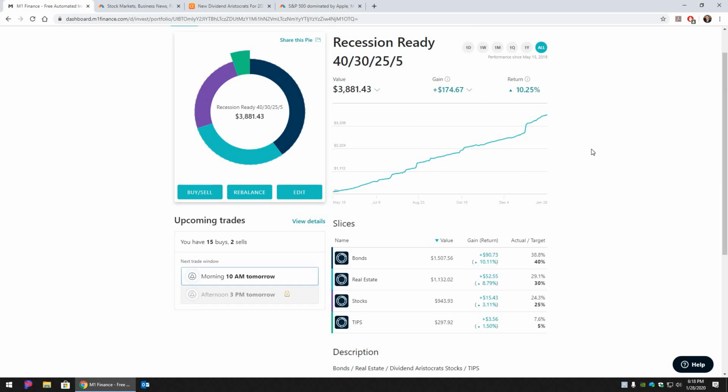That's why I like all of my Dividend Aristocrats for my stocks. I like nice paying dividends for my real estates. I like my nice paying bonds, and it just keeps compounding, reinvesting. I deposit $20 every day, or every tradable day, I should say, and just let it keep compounding, let it keep building.